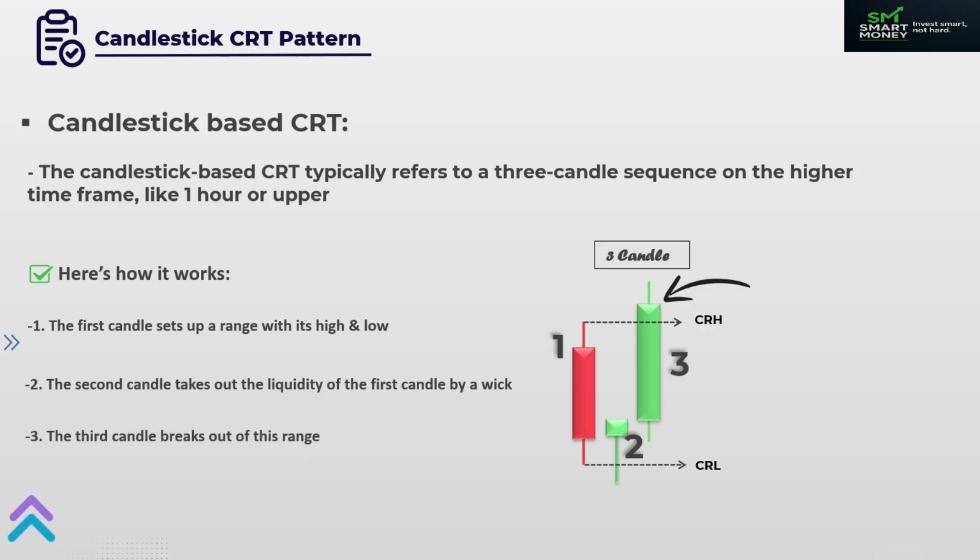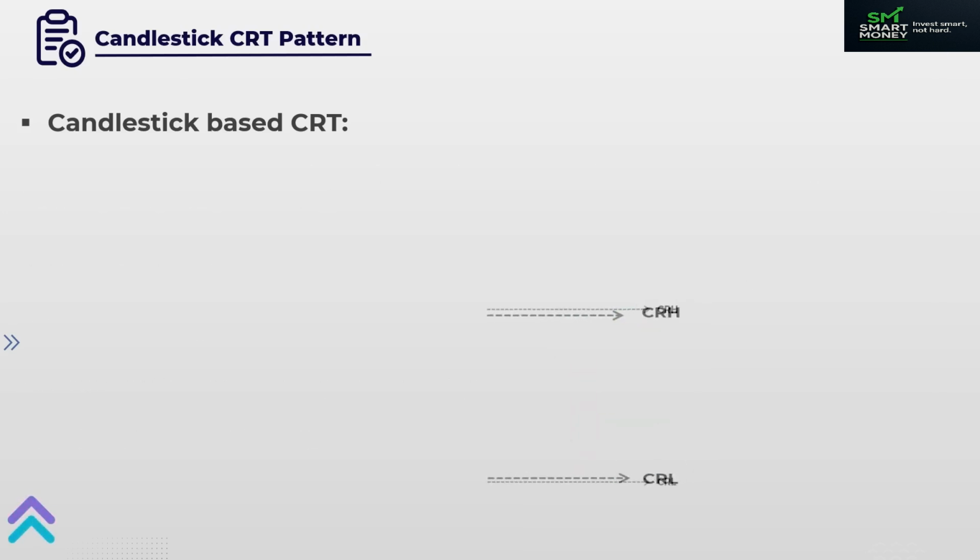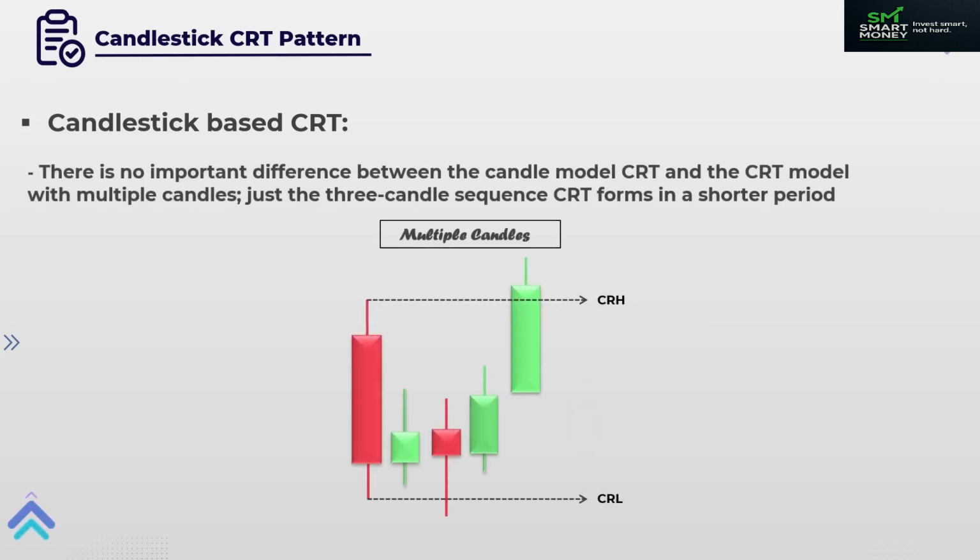Keep in mind, though, that the CRT model doesn't always have to be a three-candle sequence. It can also form with a series of more than three candles. The key difference is that a three-candle sequence typically happens over a shorter period, but the principle remains the same whether it's three candles or more. For example, in this candle series, you can see that multiple candles were formed to reach the highest point of the range candle. The sequence goes like this.